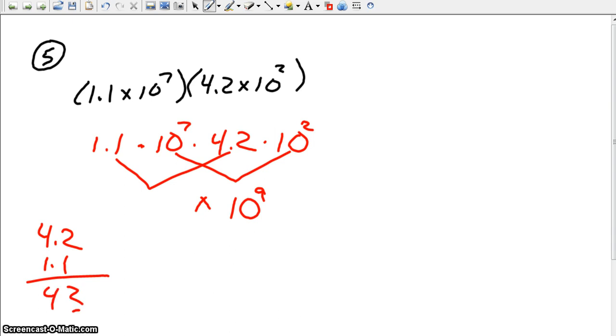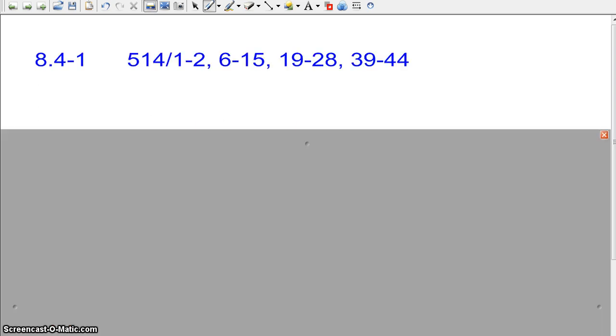Do you know? So we have 4.62. So it's in scientific notation. Watch out. If this number said 46.2, that would not be scientific notation. You would have to take away a place value and add it back up here. Okay? And there's your assignment today.